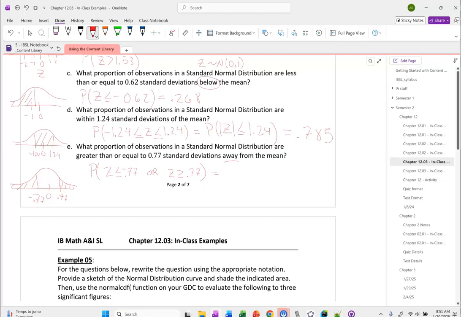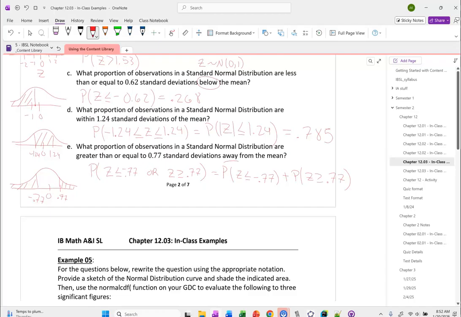And what does or mean in probability land? Add. So you do that as two separate computations.